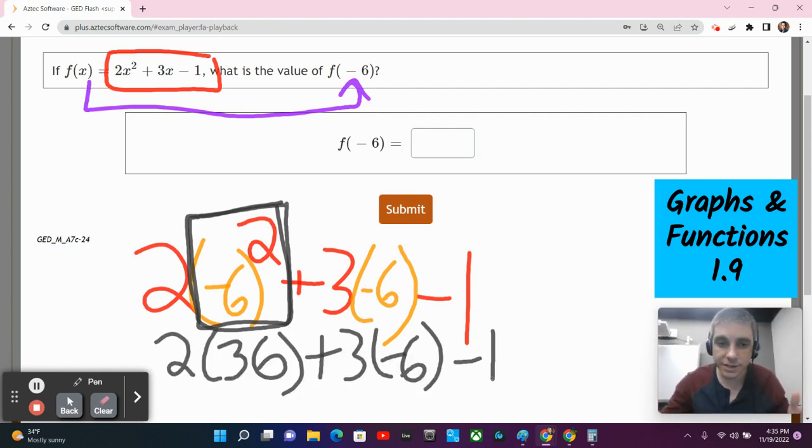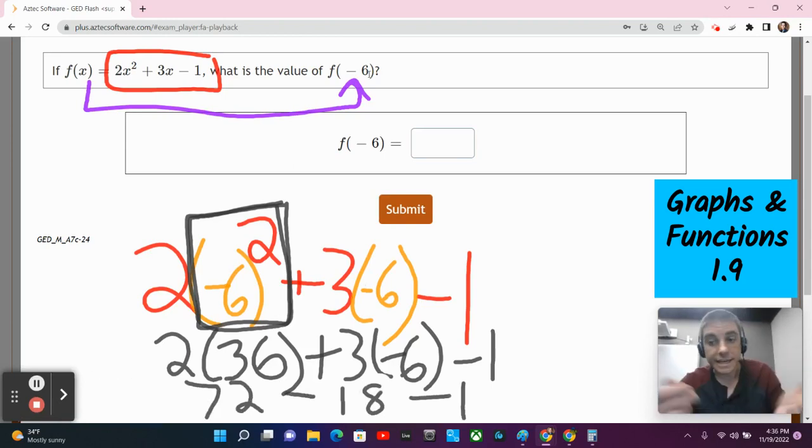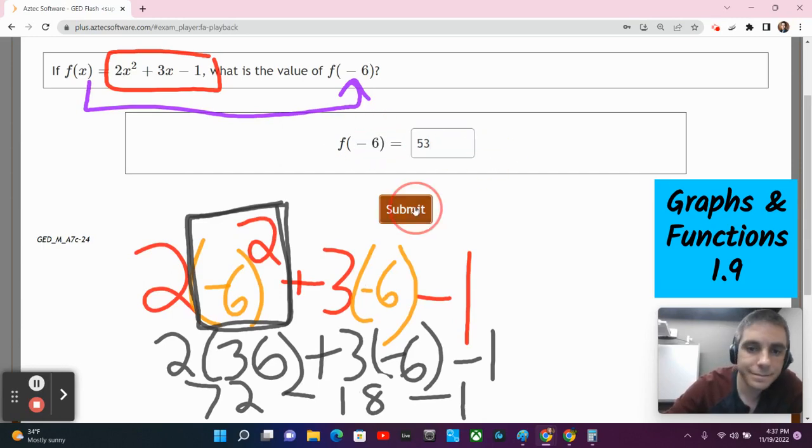Now that our exponent's gone, I want to knock out the multiplication, which is 2 times 36 and 3 times -6. And now all that's left is our adding and subtracting, which in this case is just subtracting. So when x is -6, our answer is 53.